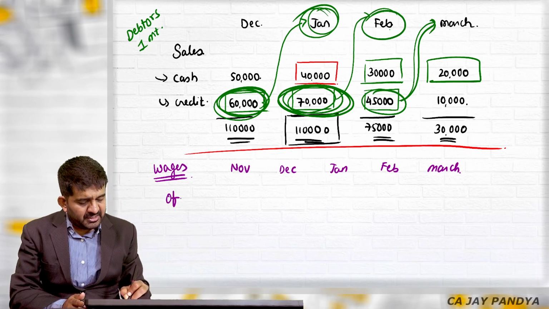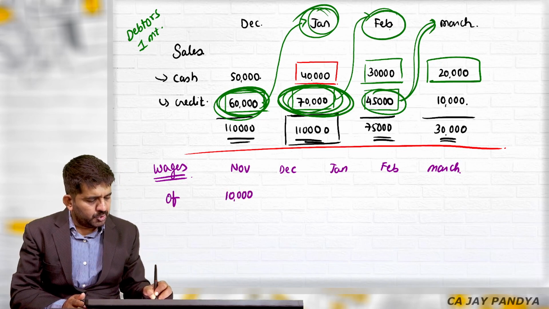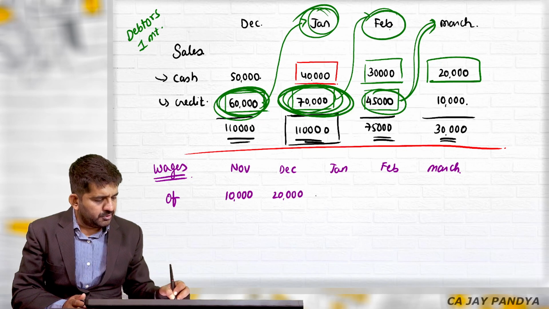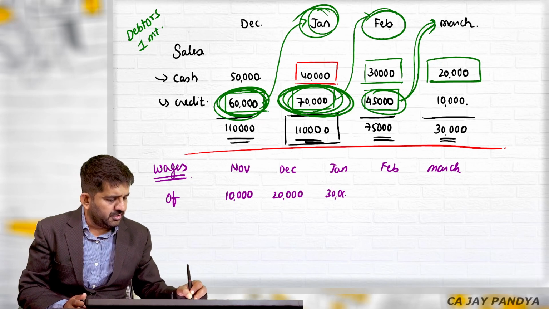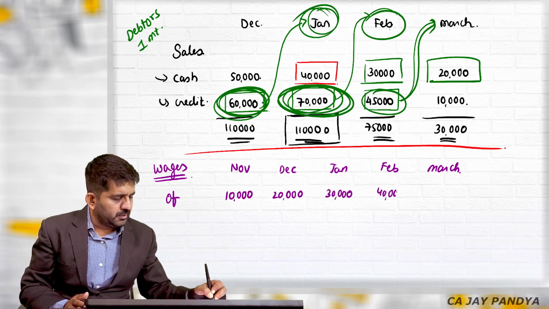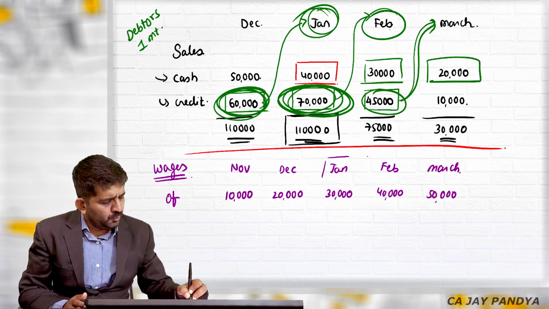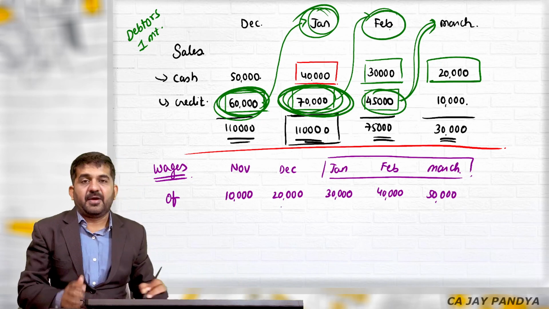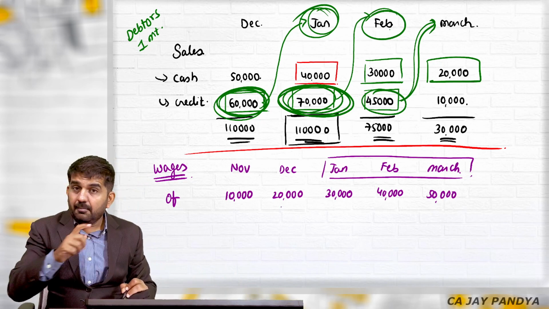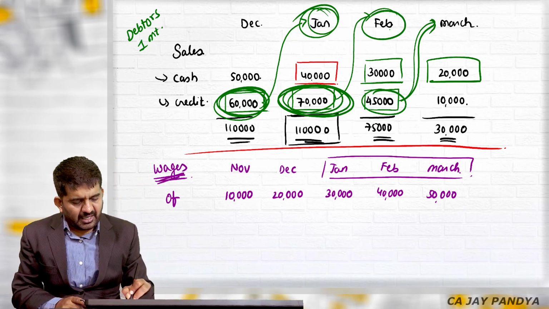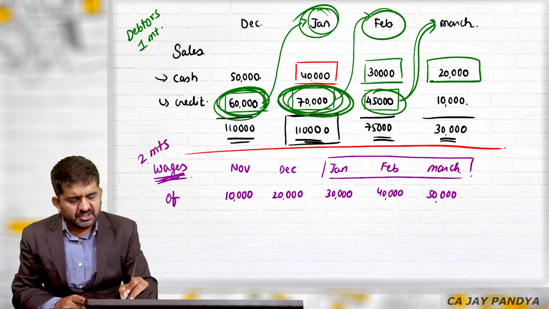What are the wages of November? 10,000. December 20,000, January 30,000, February 40,000 and March 50,000. We are going to present the budget only of Jan, Feb and March. But please understand the time lag in payment of wages is 2 months.